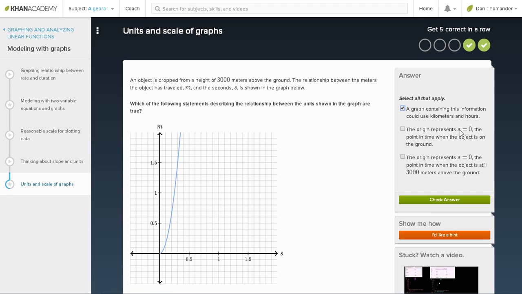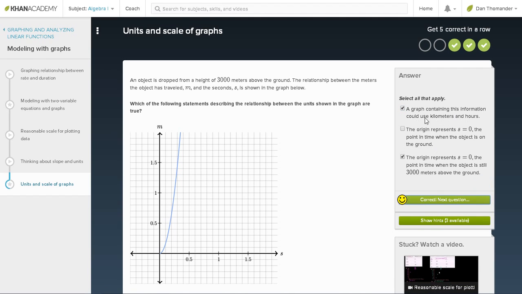The origin represents S equals 0, the point in time when the object is on the ground. No. S equals 0 is the point in time when the object is dropped, not the point in time when the object is on the ground. So here we go, the next one. The origin represents S equals 0, the point in time when the object is still 3,000 meters above the ground. That's right. At this moment, when S equals 0, we haven't started our clock yet because we have not dropped it yet. We start our clock as soon as the drop begins, and then it falls and moves as we can see there. So I'm going to take this answer and that one.